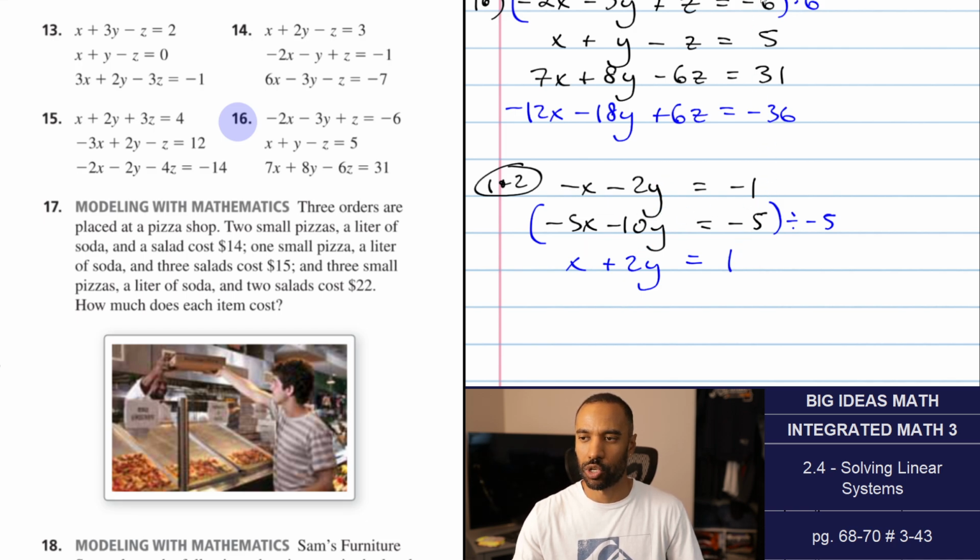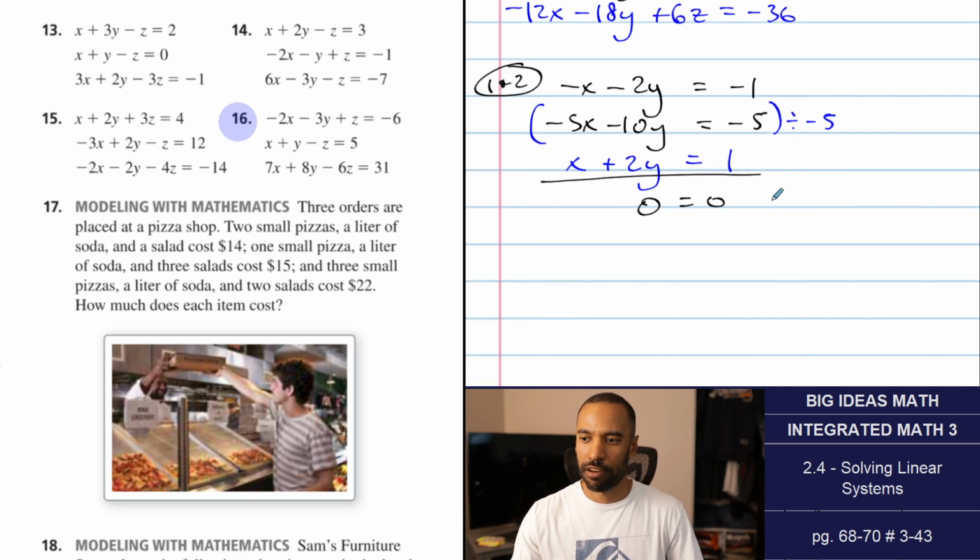X's cancel, y's cancel, 1's cancel, or rather they all become 0. You get 0 equals 0. This is an infinitely many solutions case, but we still have more to do, as you've seen before. What we now have to do is express one variable in terms of the other among y and x.